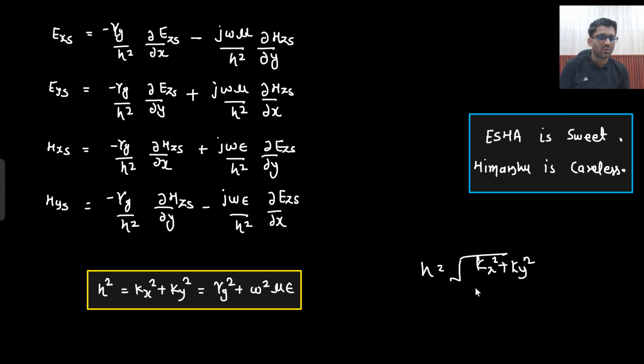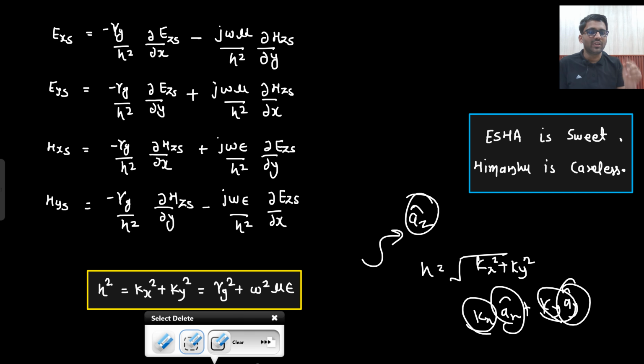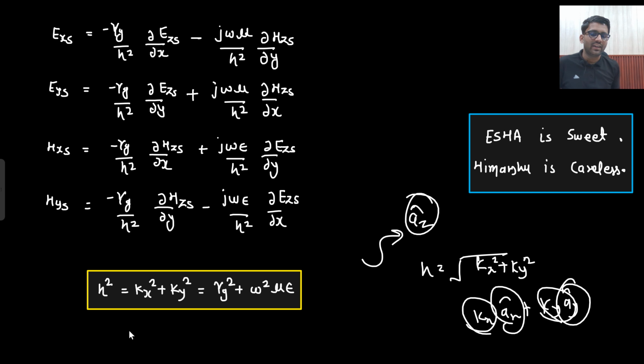Then how do you think this square root of kx square plus ky square would have come? Where is our wave propagating? Our wave is propagating in the z direction. So x and y are transverse to the wave propagation direction, because the wave is propagating in the z direction. So x and y are transverse. And what are kx and ky? Propagation constants. So h is known as the transverse propagation constant. How did I define h? That h is the square root of kx square plus ky square.